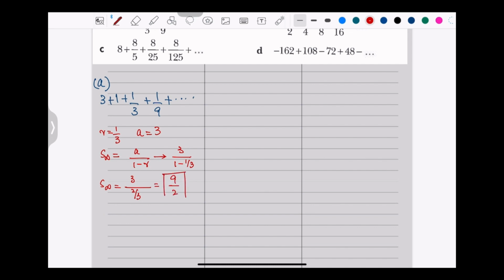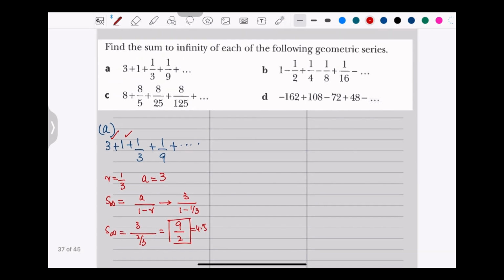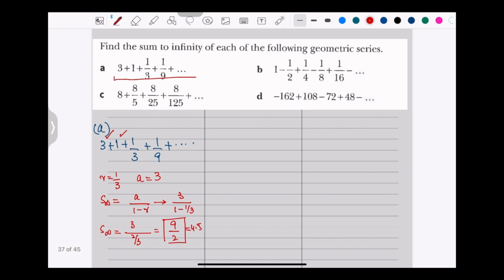So it means that if you add all of these, it will eventually give you a value of 4.5 until you add all the terms that are there in this series.